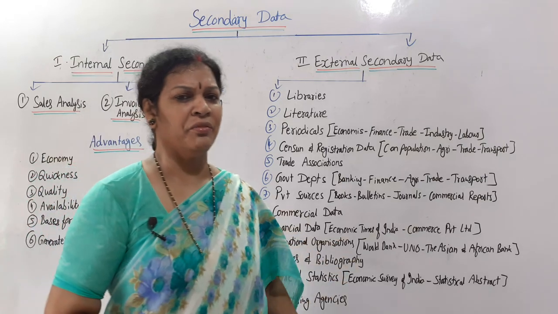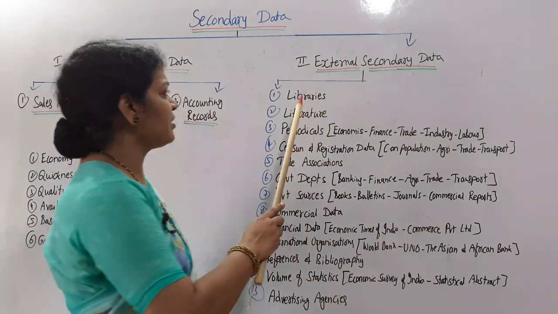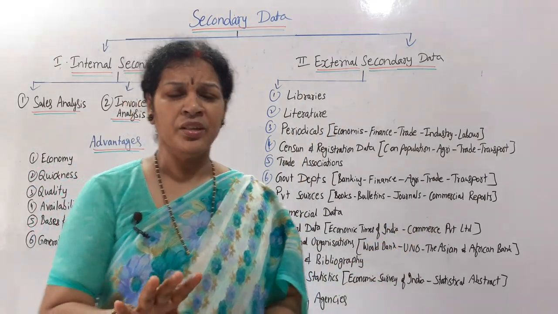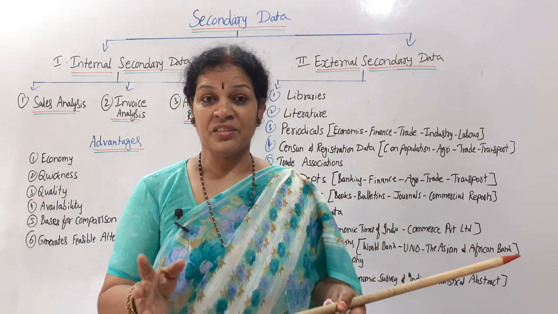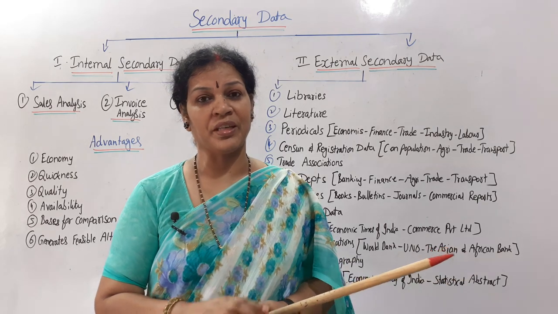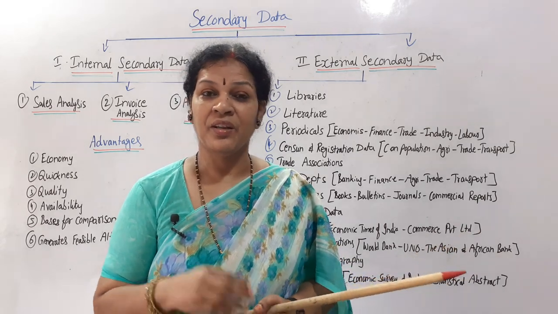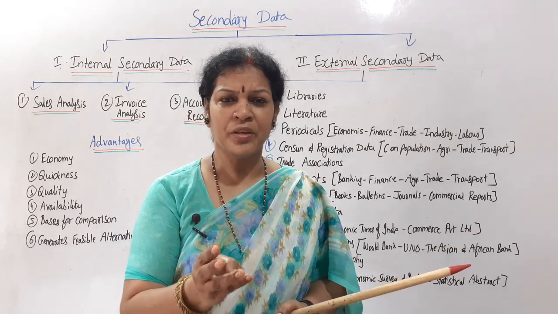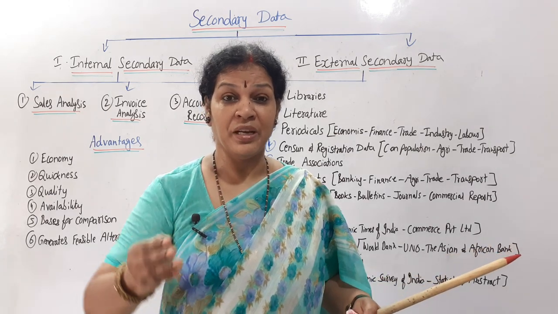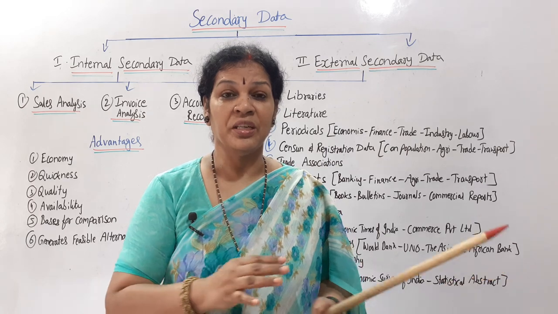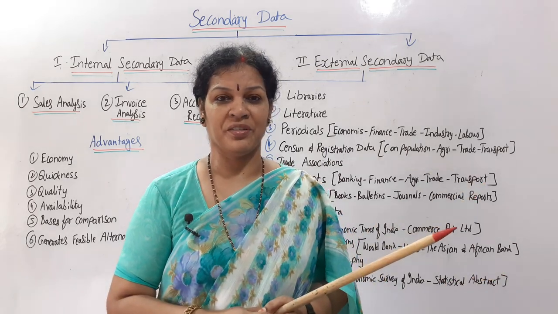Let me discuss each and every one. So there is no difficulty. First thing is libraries. You know that a library is like an asset. It's an asset for every researcher. You can spend a lot of time in the library. Which library? College library? University library? Central library? Wherever possible, related to his research, he may get ample information.